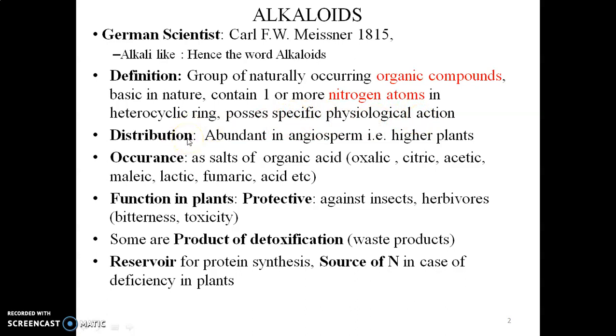Distribution of alkaloids. They are found abundantly in angiosperms, that is, the higher plants. Occurrence of alkaloids: they occur as the salts of various organic acids like oxalic acid, citric acid, acetic acid, malic acid, lactic acid, fumaric acid, etc.